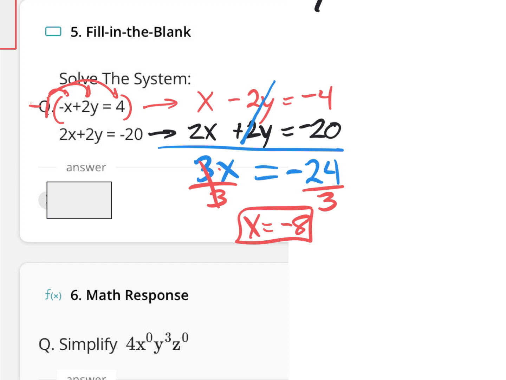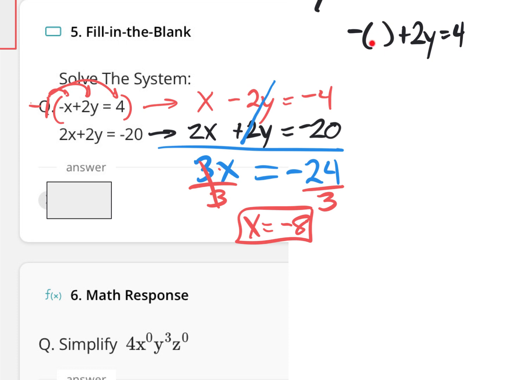If you want your y value, all you have to do is plug in your x value of negative 8 into any equation. It could be the top or the bottom. It's totally up to you. I'm going to go for the top equation. Now the top equation reads negative x plus 2y equals 4. That's what it says, right? Negative x. Notice I put negative parentheses.